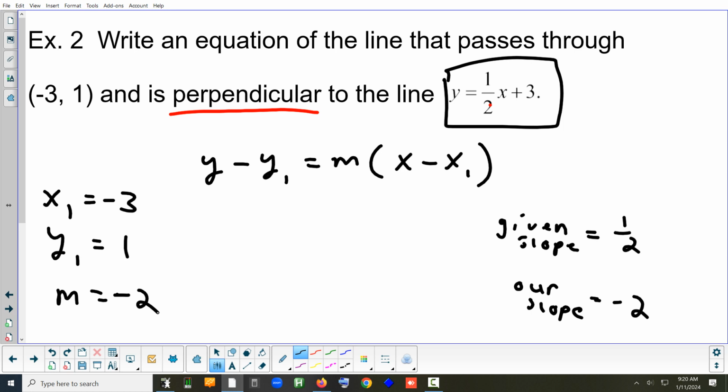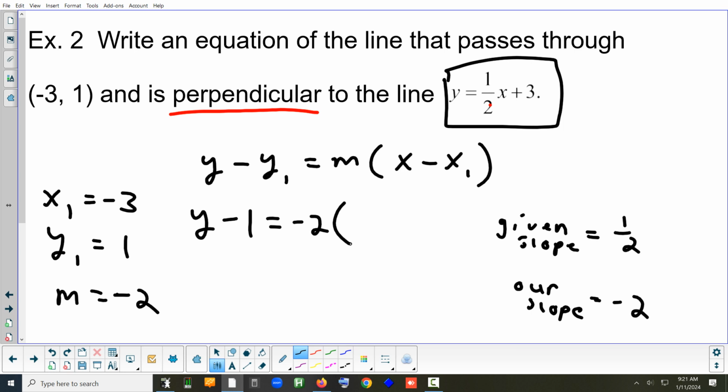Okay. That's the only thing you have to remember to do, only because it says perpendicular. If it said parallel, our slope would have been 1/2. Let's fill it all in. So we have y minus, what's y1? 1. Equals, okay, what's m? -2.